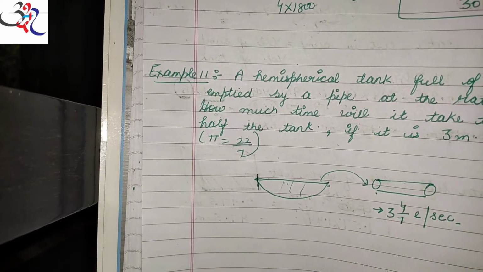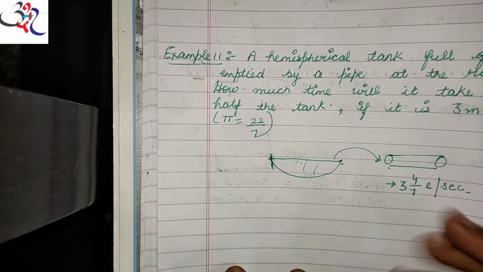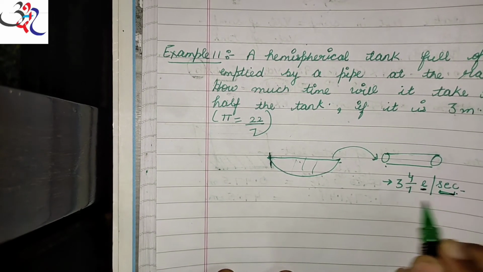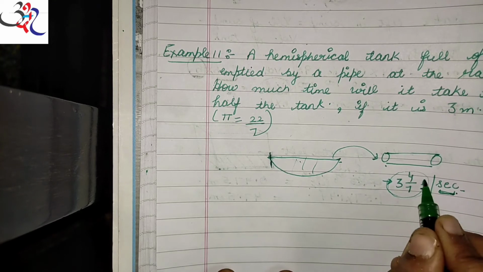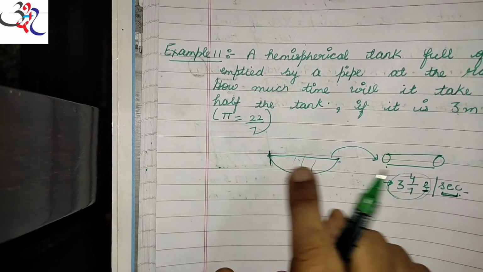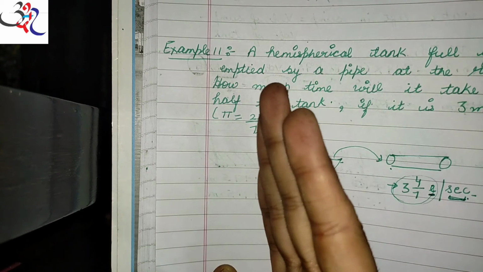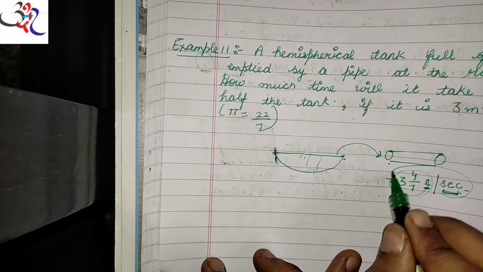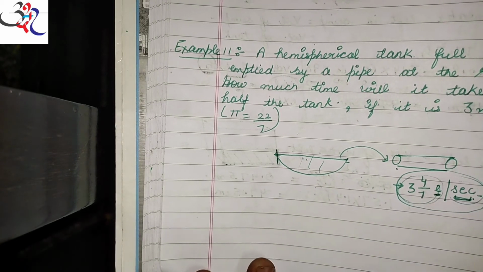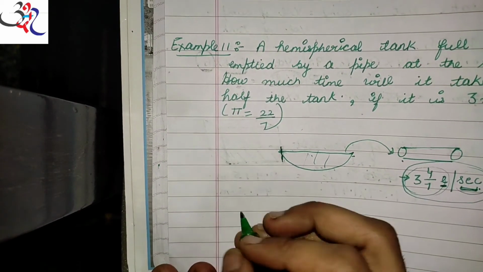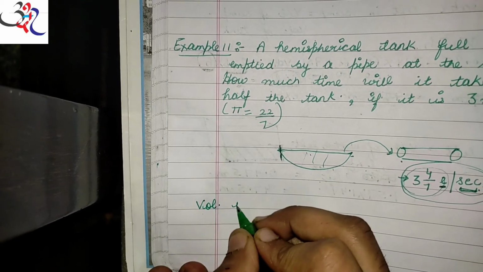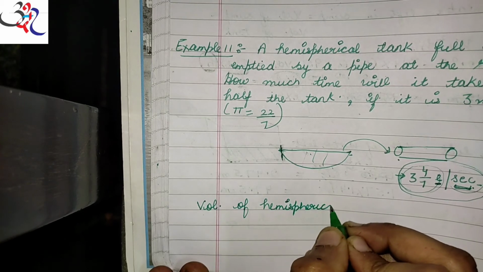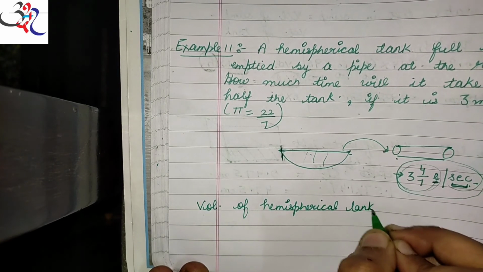Okay, so if we know the volume of the tank, then we can find out that if it is taking 1 second to empty this much liter of water, then how much it will take to empty half the volume. If we know the complete volume, then by dividing it by 2, we can find out the time using the unitary method. So our aim is first to find out the volume of the hemispherical tank.